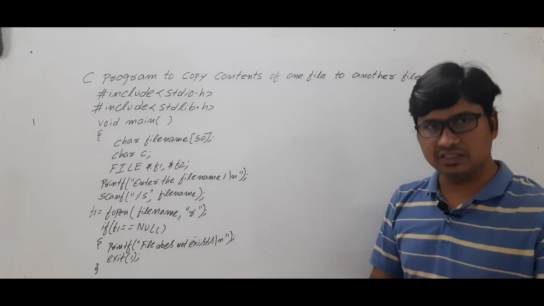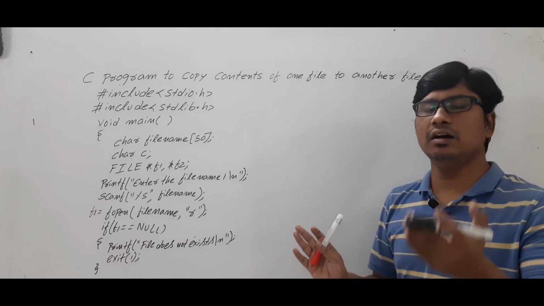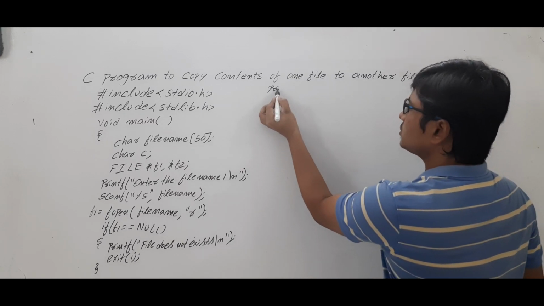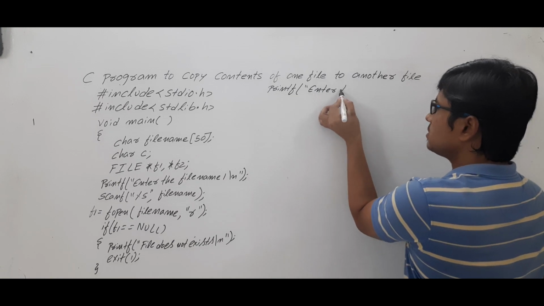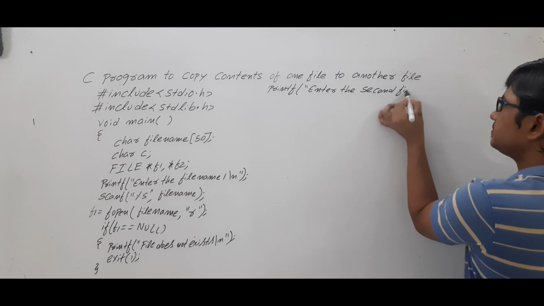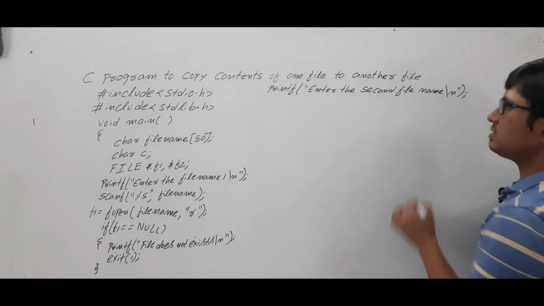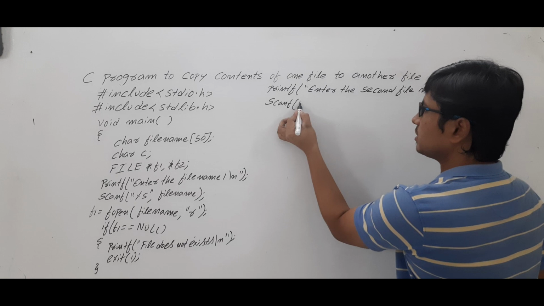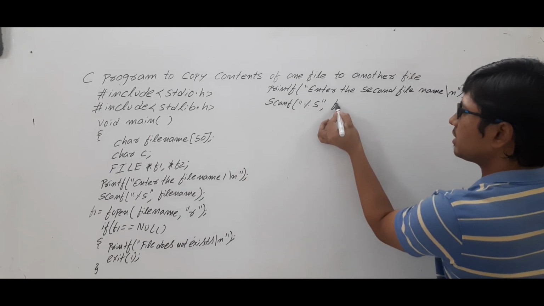Let's take that the file is there. Then what you need to do? You need to create another file in the write mode. So I need to ask the user to enter the second file name. Enter the second file name \n. Once the user has entered the second file name, you have to use the scanf function and format specifier as %s, and in the same array I will store it.